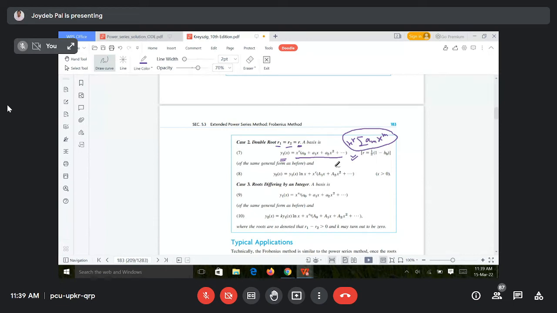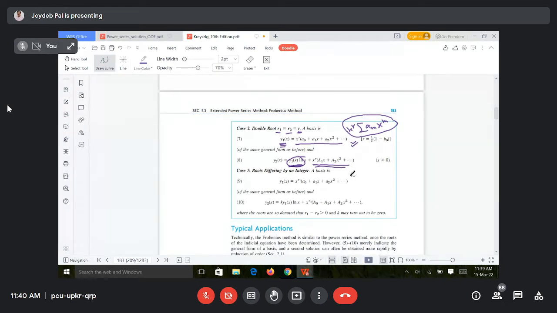The first solution comes in the initial format of the Frobenius method, in power series form. And the second solution, obtained by reduction of order, will actually contain ln in its form. That is, a term related to ln x. So y1 into ln x plus x to the power r into a1 x plus a2 x squared and so on. That will be the form of the other solution.